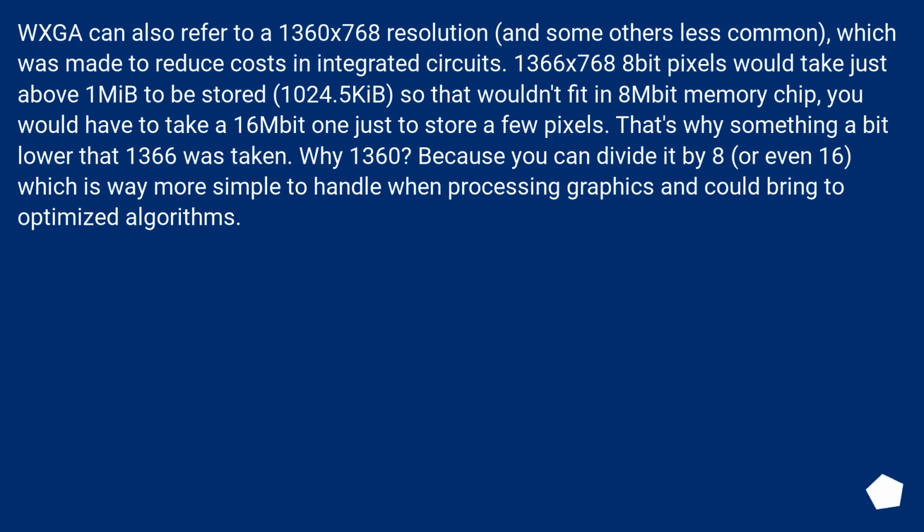1366 by 768 8-bit pixels would take just above 1 MB to be stored, 1024.5 KB, so that wouldn't fit an 8-bit memory chip, you would have to take a 16-bit one just to store a few pixels. That's why something a bit lower than 1366 was taken. Why 1360? Because you can divide it by 8, or even 16, which is way more simple to handle when processing graphics and could bring to optimized algorithms.